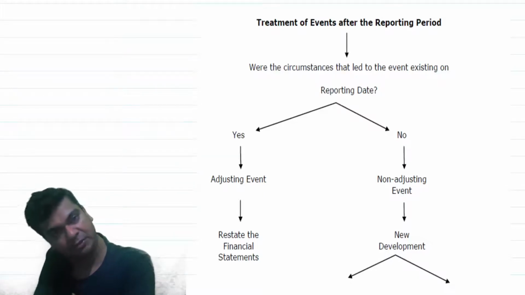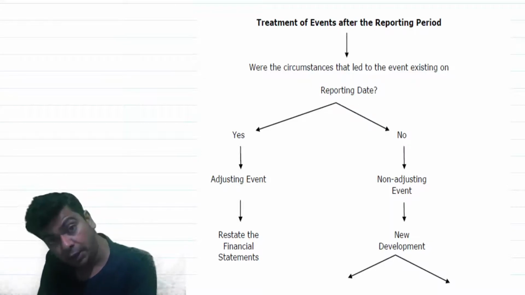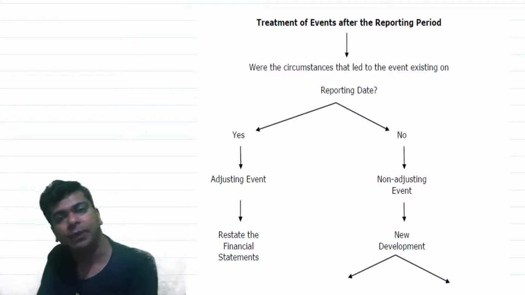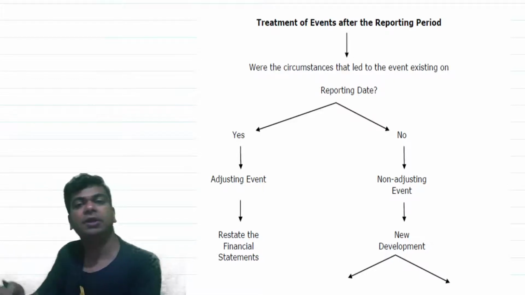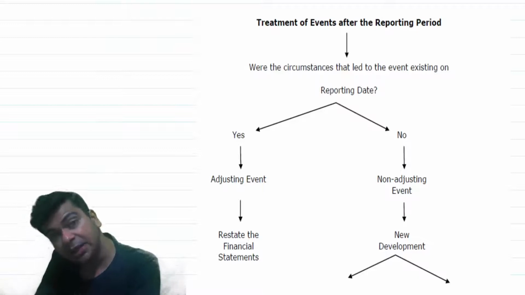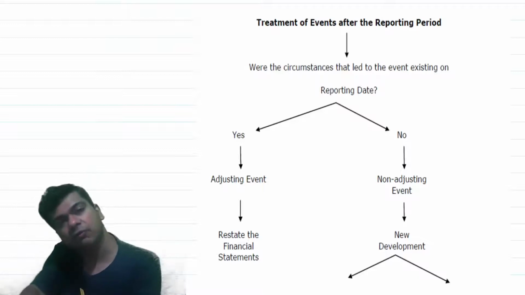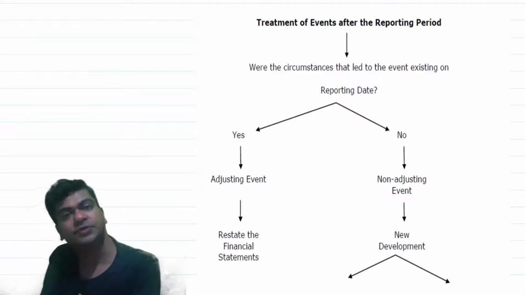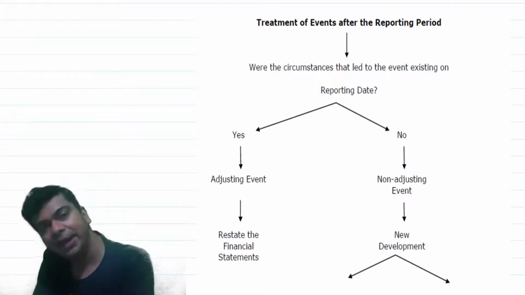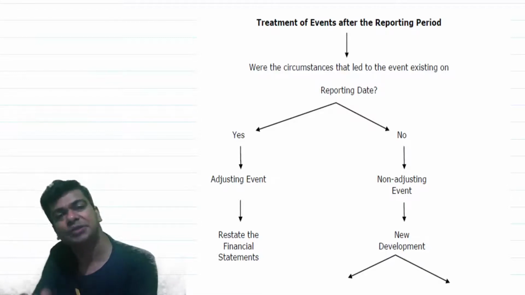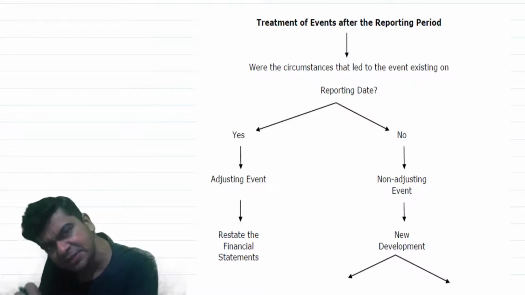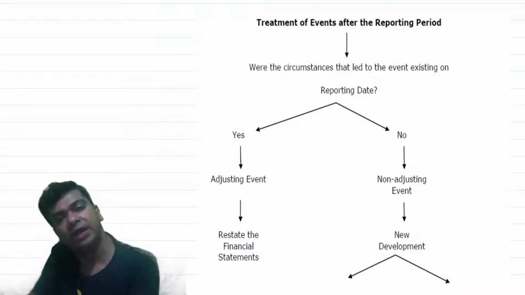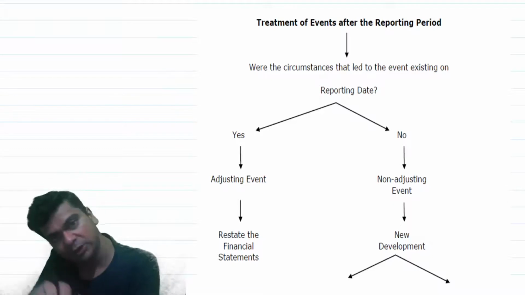Okay, let me make things even simpler. Let us change the question slightly now. Let us put it this way: the event is occurring after the reporting date, but were the circumstances which led to that event prevailing on the reporting date, on the balance sheet date?